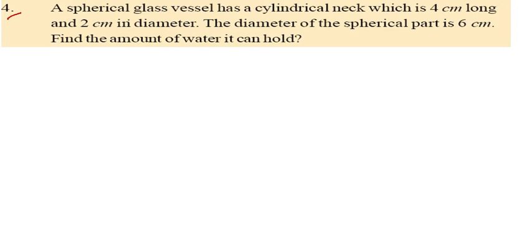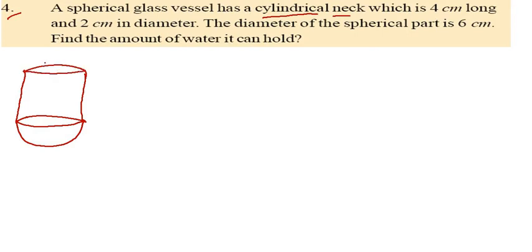Question number 4. A spherical glass vessel has a cylindrical neck. Spherical glass, so you have to form it like this. It is looking like this. Hemisphere is here and cylinder is here. This type. Now the measurement: the neck is 4 centimeter long and 2 centimeter in diameter. So it is 4 centimeter long and the neck is 2 centimeter in diameter.